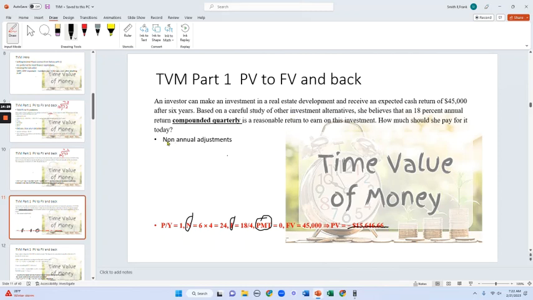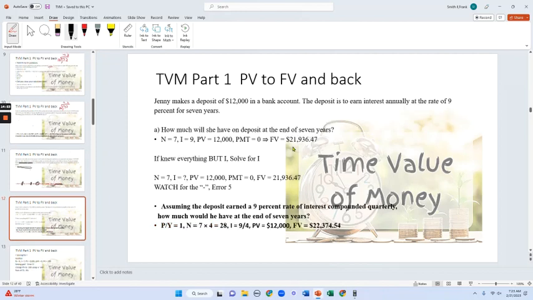So this is for non-annual adjustments. There are ones for car payments or house payments because those are monthly and so forth. It is possible to change the compounding periods, to change the P/Y. I would not do it. You're very likely to forget to change it back, and then every calculation you would use in the future is a function of quarterly, not annually. So I would be very leery about doing that.